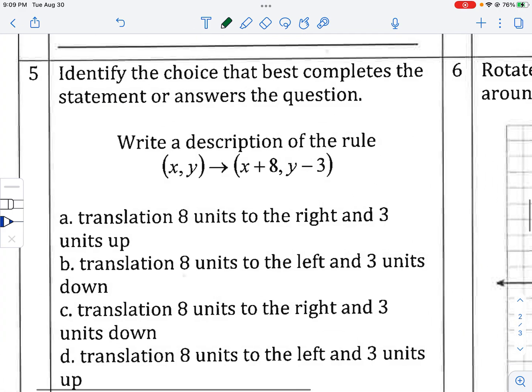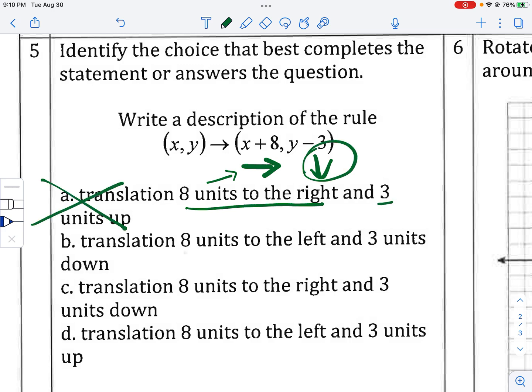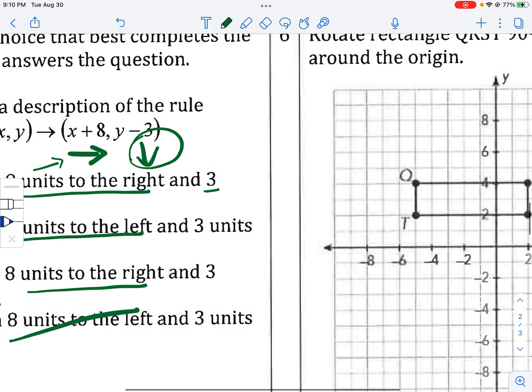Okay? Identify the choice that best completes the statement. So this is a translation. Okay? This goes this way, this goes this way. So it says a translation of 8 units to the right. That's the same thing as that right there. And 3 units up. Well, this says down, so it's not that one. 8 units to the left, up. Nope, we said it's to the right. 8 units to the right, okay. And 3 units down. That works. 8 units to the left. Nope. So it's letter C.